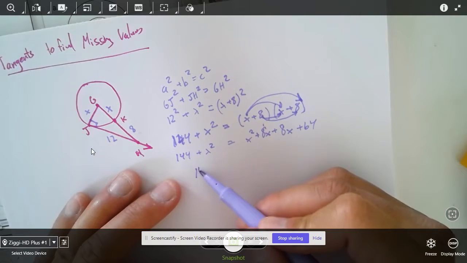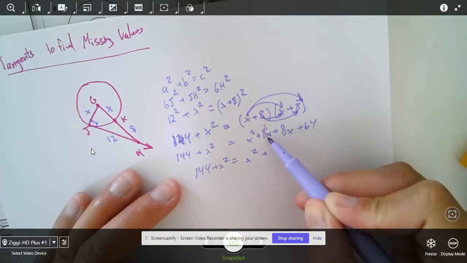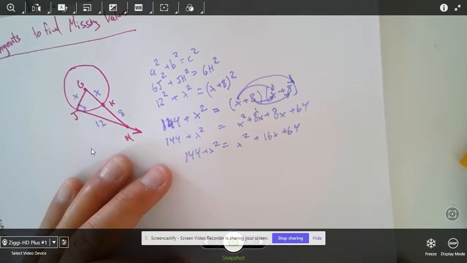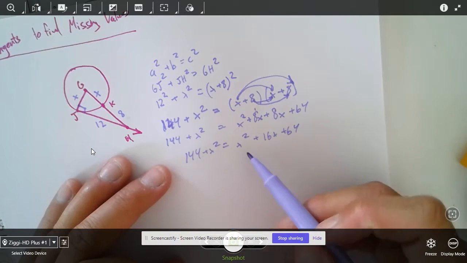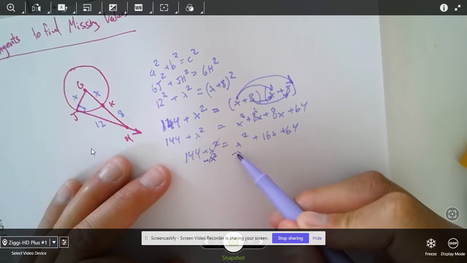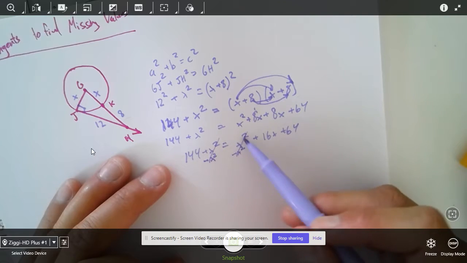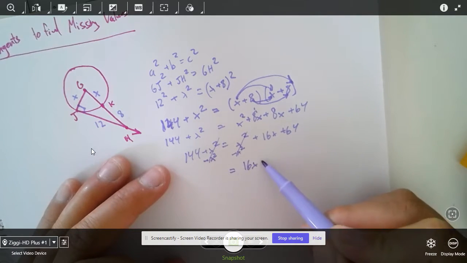If I simplify this, 144 plus x squared is equal to x squared plus 8x plus 8x is 16x plus 64. What we're going to do is try to get all the x's on one side and all the numbers on the other side. Let's subtract x squared from both sides. They're both gone, which is good. We don't want x squared, that makes everything really scary. We just want everything in x. That's kind of nice. So 16x plus 64.